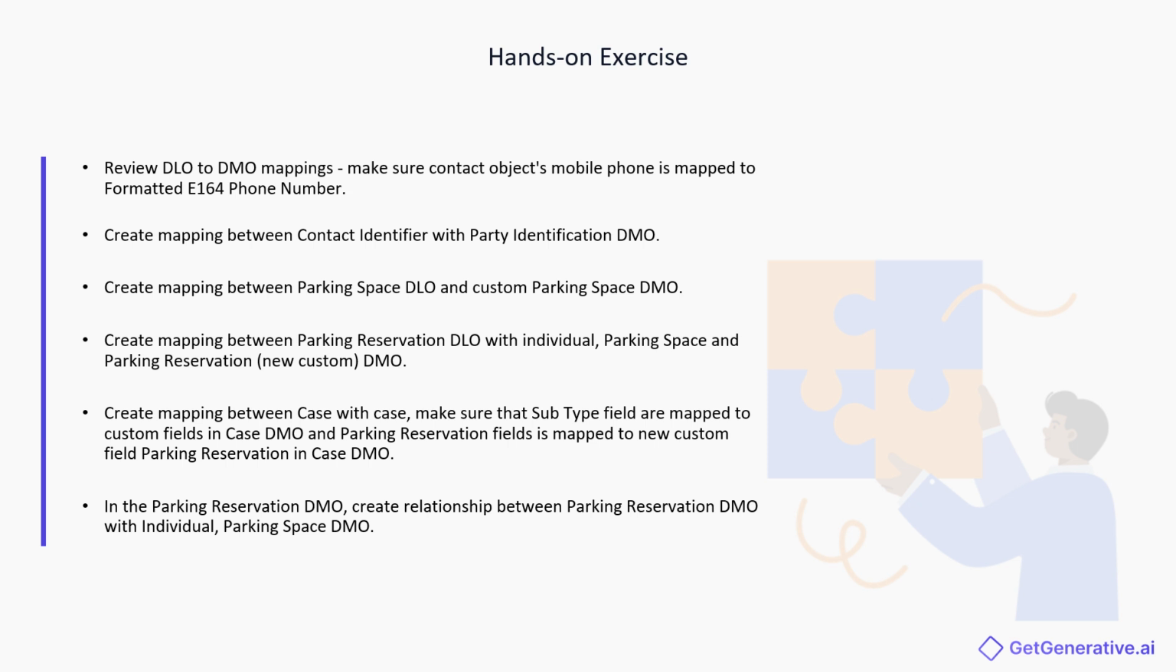All right, let's go back to the hands-on exercise. Let's start from here. Hands-on exercise for Salesforce CRM. We have to review the data lake object to data model object mapping for contact. Make sure the contact object's mobile number is mapped to formatted E164 phone number. Now, why is it saying review? It's because we already get a mapping when we use data bundles. I'll go back to Data Cloud and start with the hands-on exercise.